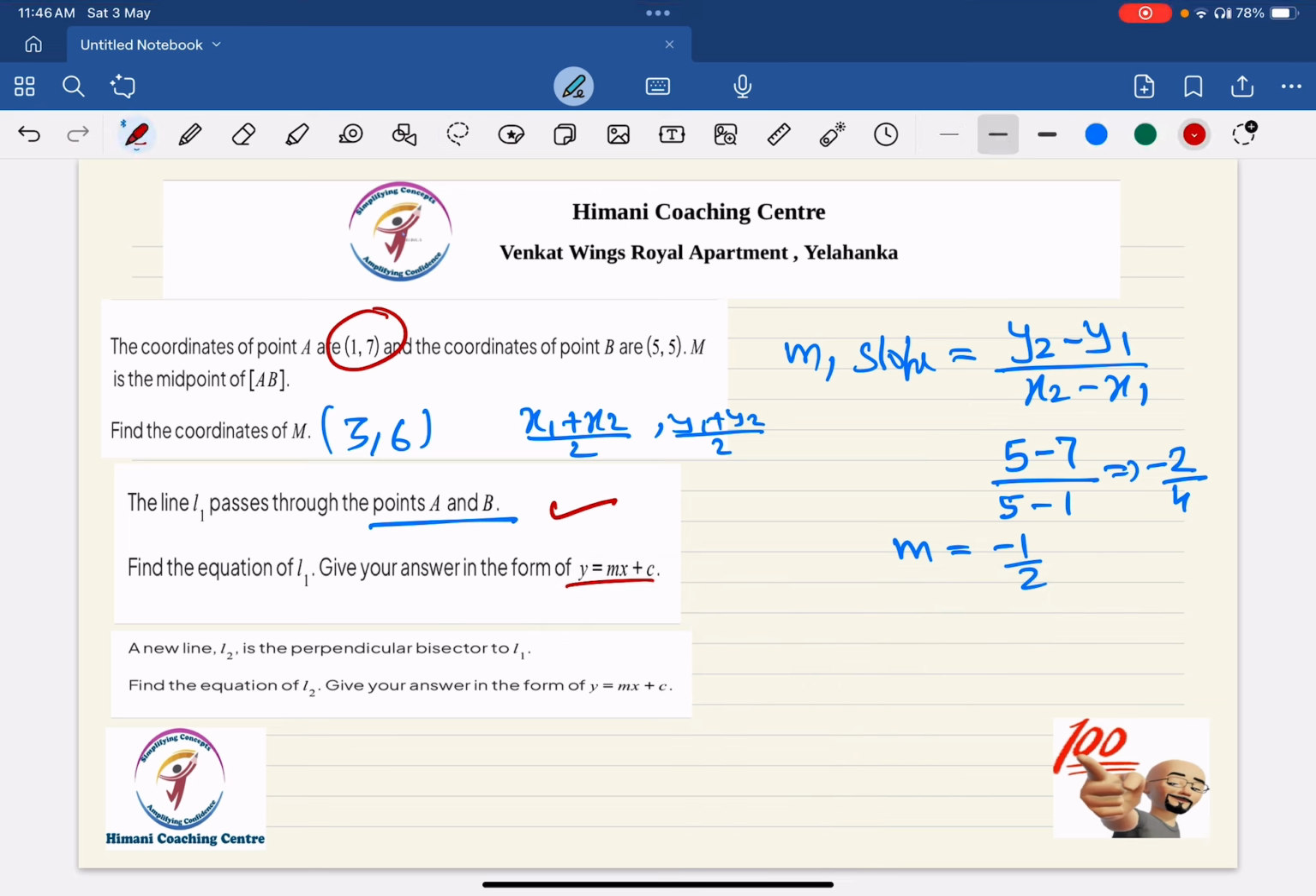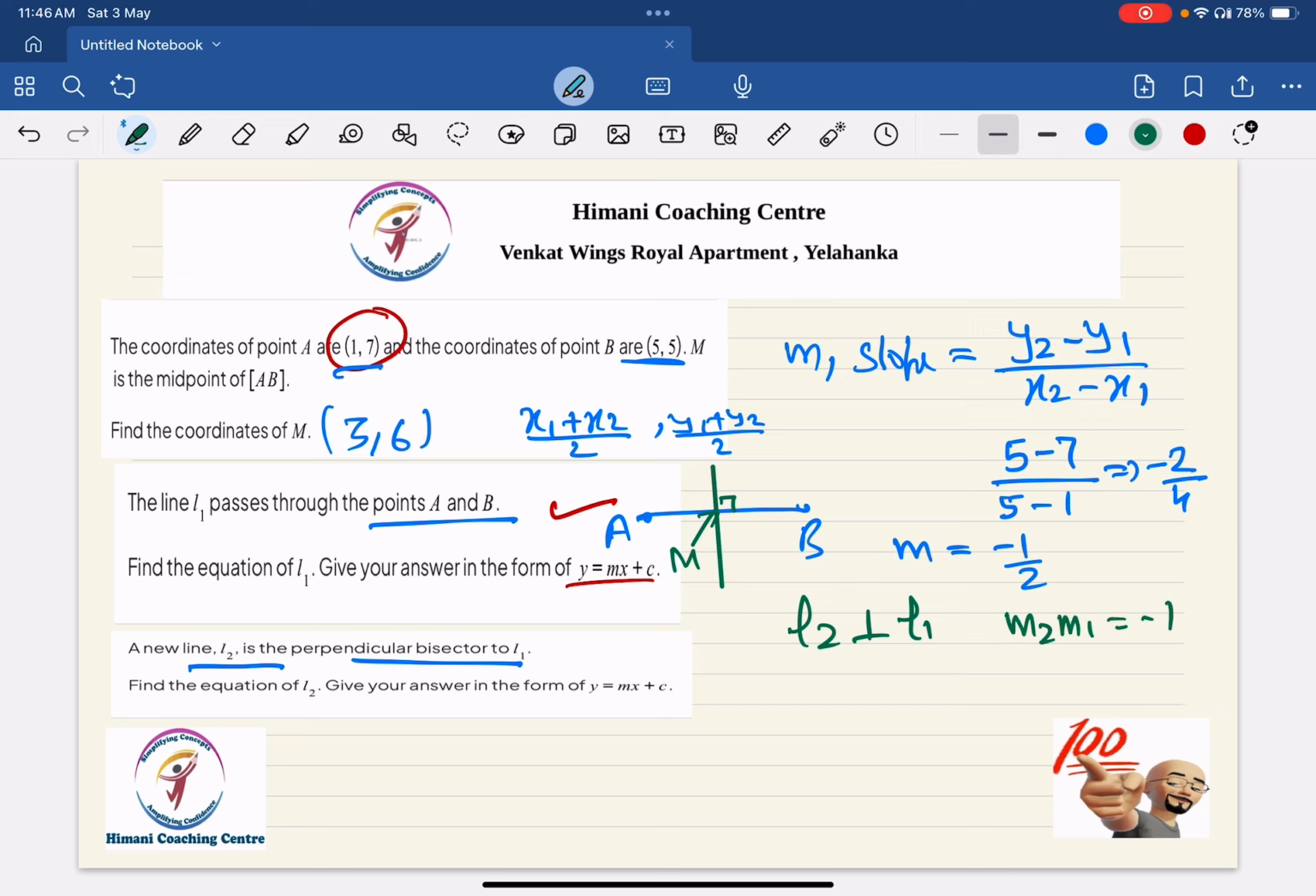Now the third part says a new line L2 is perpendicular bisector to L1. Now L1 is what? This and this. Perpendicular bisector means what? So let us say this is A, this is B. So there is a line which is perpendicular to this line and it passes through the midpoint, which is M in this case.